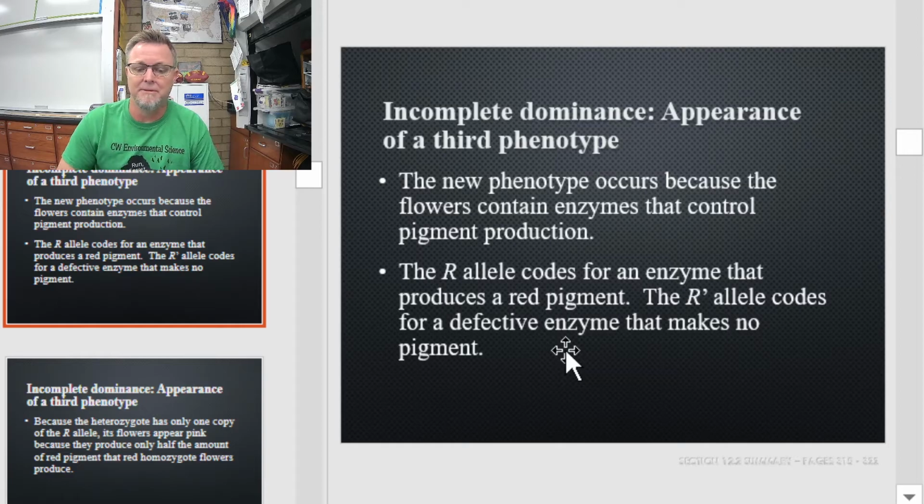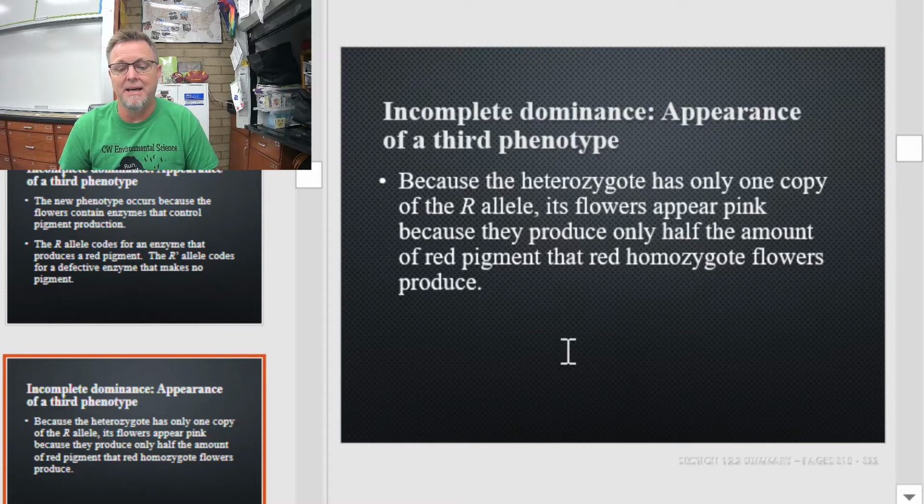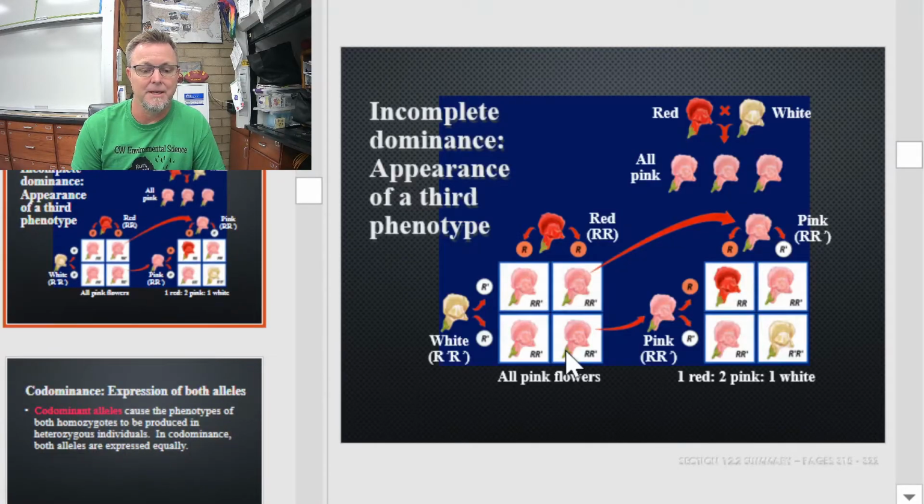The new phenotype occurs because the flowers contain enzymes that control pigment production. The R allele codes for an enzyme that produces red. The R prime allele codes for a defective enzyme that basically makes no pigment. Because the heterozygote has only one copy of the R allele, its flowers appear pink because they produce only half the amount of red pigment that the red homozygote flowers produce. The red homozygous flowers have two genes to produce red pigment, and the heterozygotes only have one. So again, that's what it looks like in terms of the Punnett square.